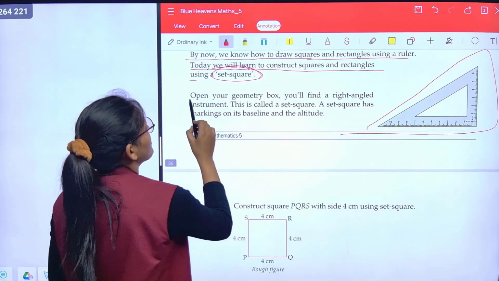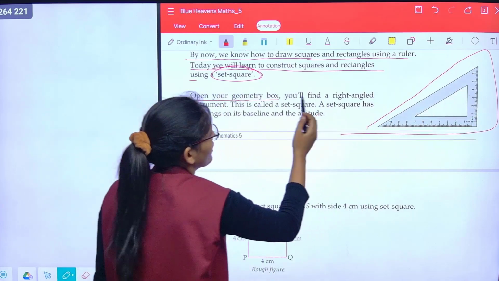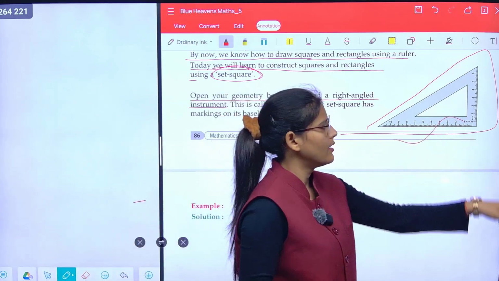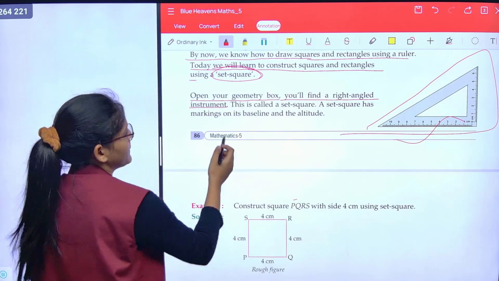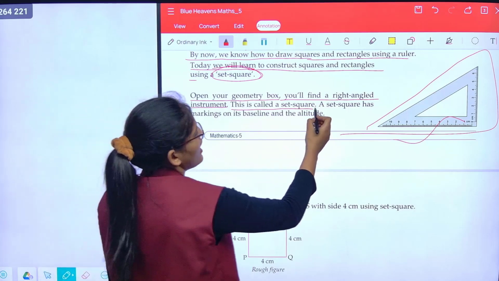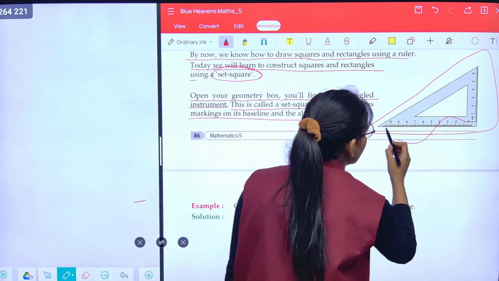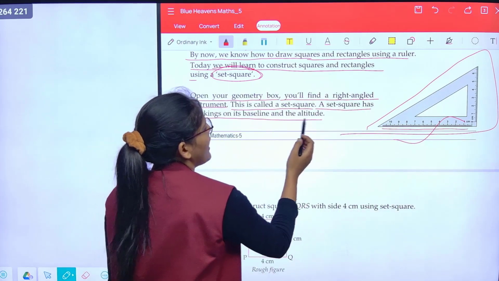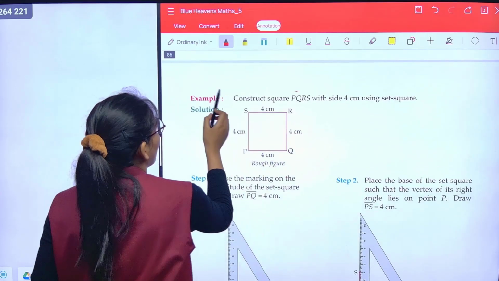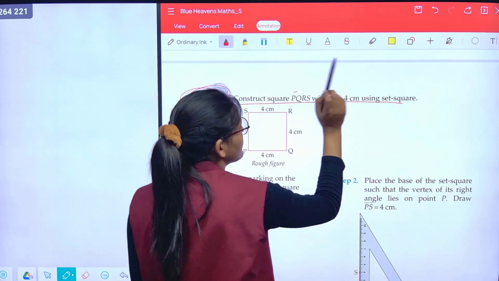Open your geometry box. Class, do you have a geometry box? Open it and you will find a right angled instrument like this. This is called a set square. A set square has markings on its baseline and altitude.